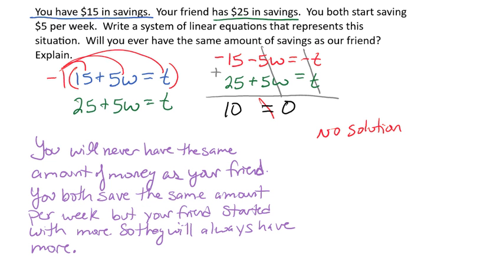So you will never have the same amount of money as your friend. You both save the same amount of money per week. But again, your friend started with more. So you will always have more.